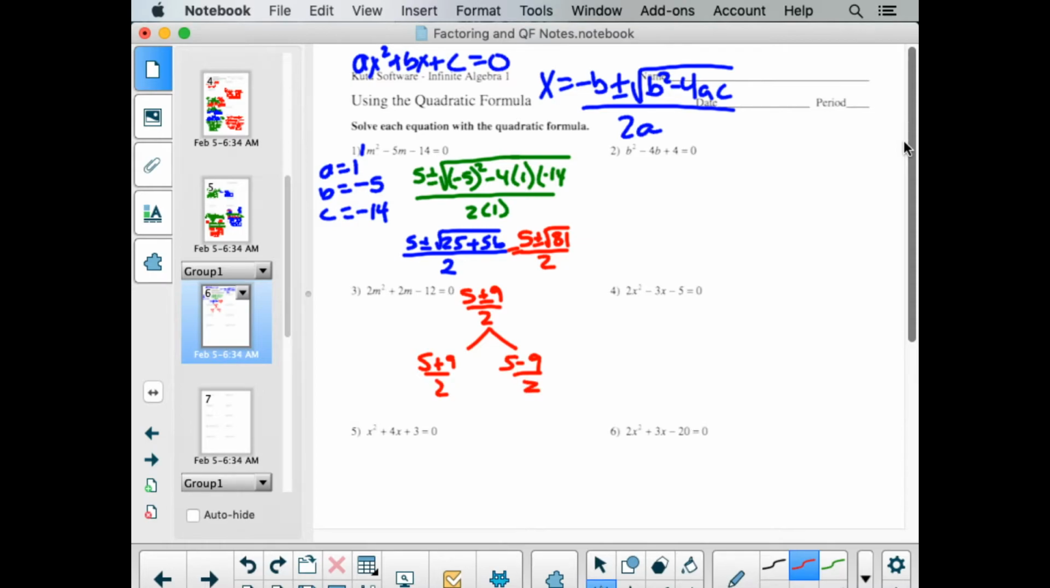And now I evaluate. 5 plus 9 is 14. 14 divided by 2 is 7. 5 minus 9 is negative 4. Negative 4 divided by 2 is a negative 2. My m values are 7 and negative 2. And I have successfully solved using the quadratic formula. I'm going to have you guys pause the video here and try to do number 2. Set it up and see if you can evaluate that out. It should turn out pretty nice as well.